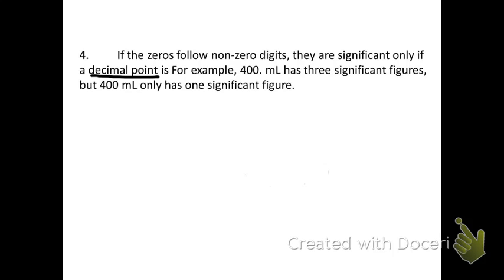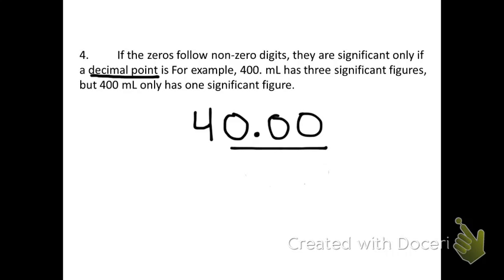Alright, we got a number of 40.00. Alright, we have 3 zeros. Are they significant? Well, these zeros come at the very end of the number. Are they significant? The answer is yes, because there is, that's right, a decimal point in the number. Therefore, all 3 of the zeros are significant.